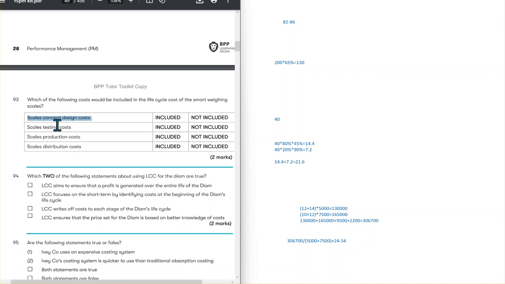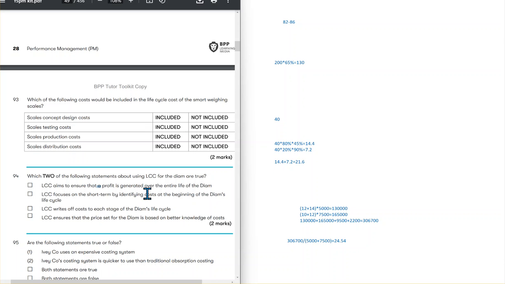Scale concept design cost, scale testing costs, production cost, distribution cost, all of them are included. Whenever there is life cycle costing, almost all of the costs are included in life cycle costing, from the development all the way to the withdrawal and everything.